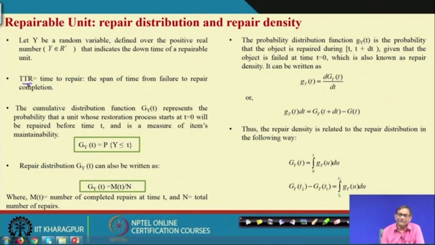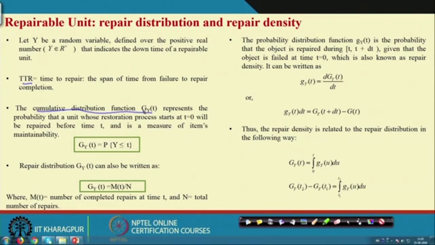So, now what we will define here, first we will define the cumulative distribution function G_Y(t). That is the cumulative distribution function of repair. So, what is our G_Y(t)? That is basically the repair distribution. It basically represents the probability that a unit whose restoration process starts at t equal to 0 will be repaired before time t. So, that means this is the probability that Y, the time to repair, is less than or equal to t.